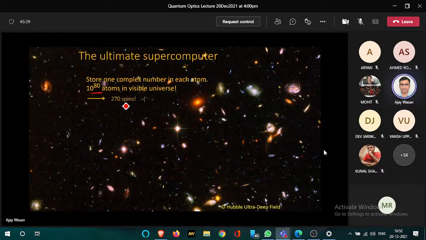If we take 270 spins or 270 atoms, that can store that much information. The difficulty lies in entanglement of the system that people are working on nowadays. Once we get very nice entanglement, we can do so many things that nobody can imagine.